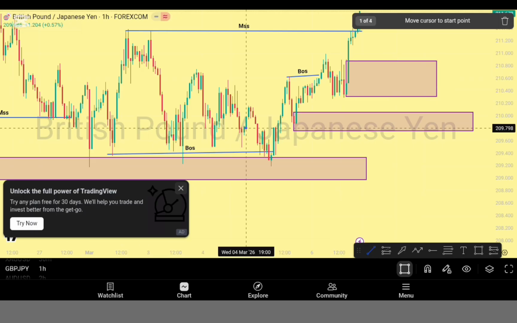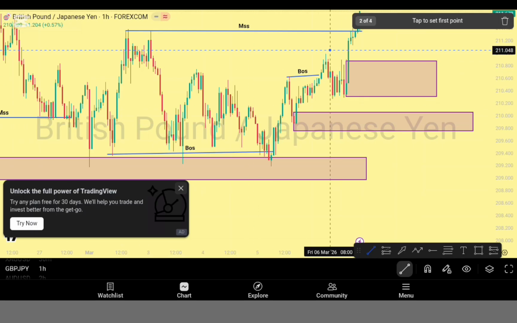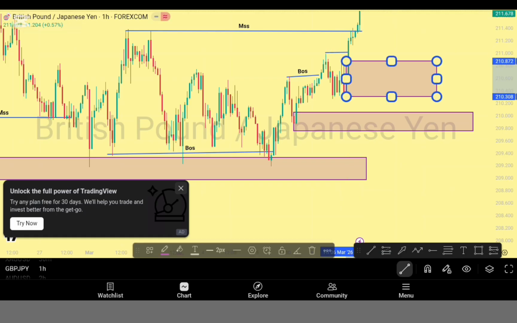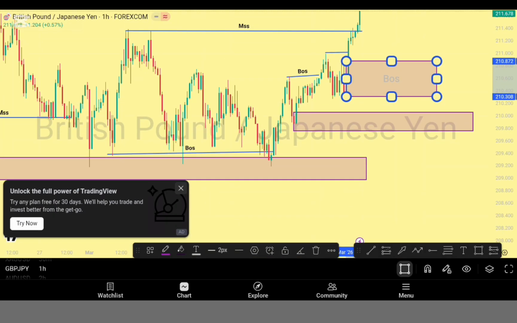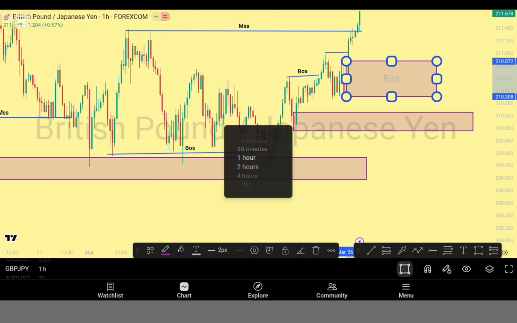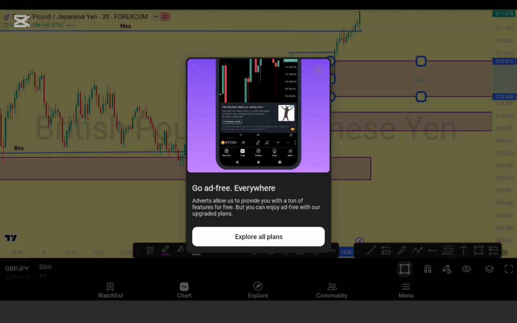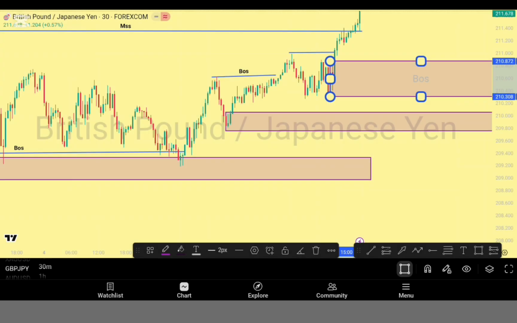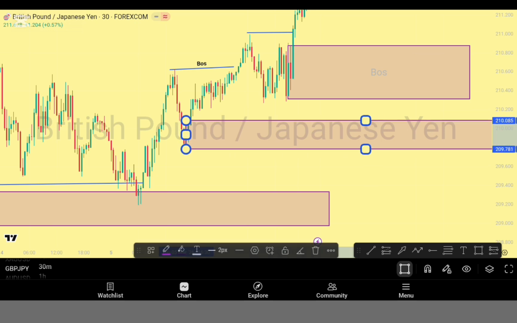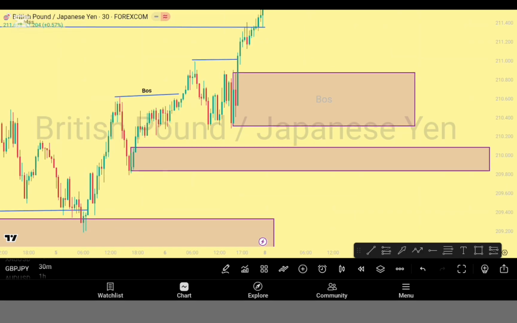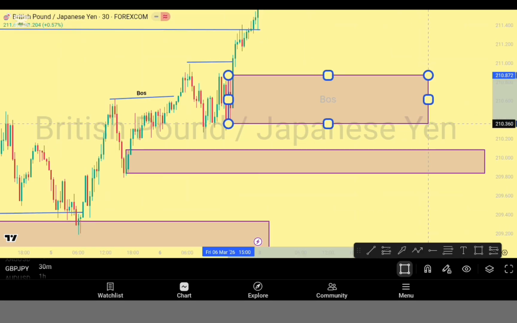Now remember that that origin is coming from the 2 hours. Okay, this is a break of structure. This is a BOS, and we'll go to the 30 minutes to see. In 30 minutes you can see it's aligning. It's aligning, and this is also aligning.